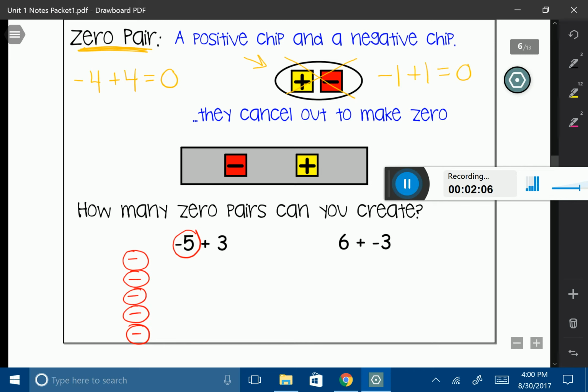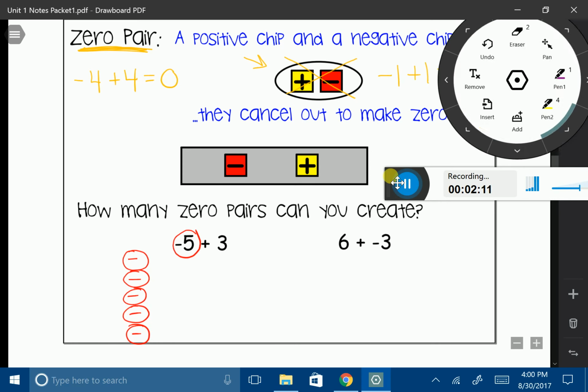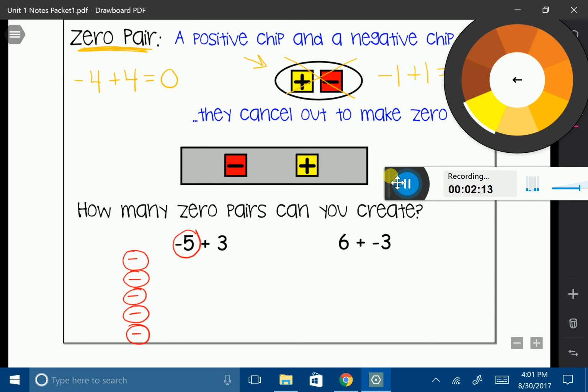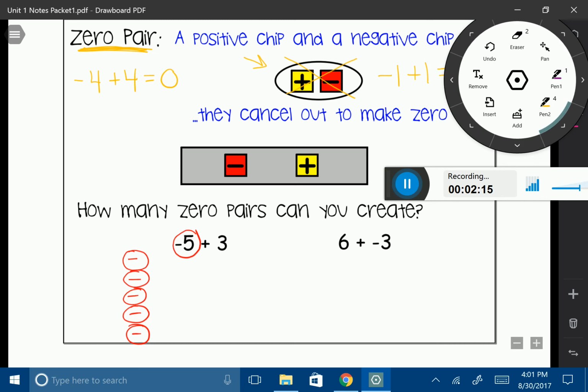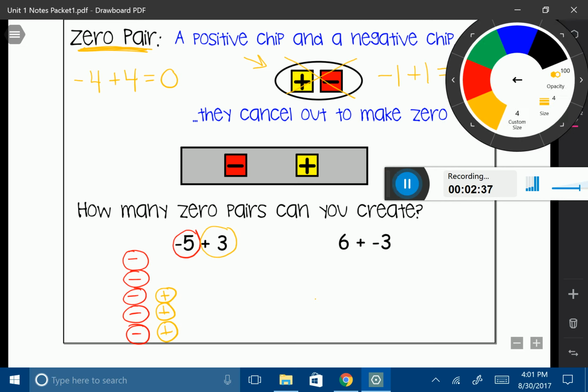Now I'm going to go ahead and grab my yellow pen. See if I can maybe grab a darker yellow so we can see it. It's kind of orangey. Okay, so I have +3 chips. I have 3 positive chips. So I'm going to go ahead and represent that by 3 positives. Now, I lined them up like this really nicely because you're going to see that when we line them up very nicely, it's very easy to see our zero pairs.